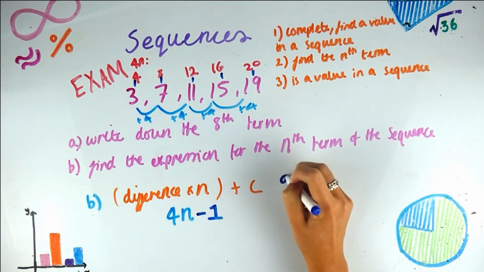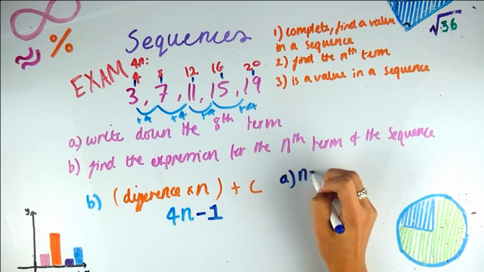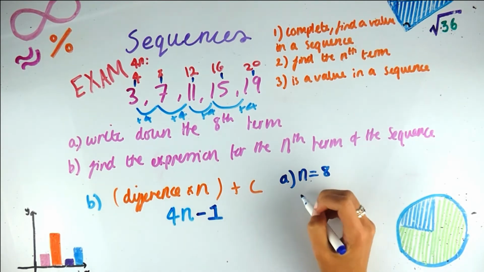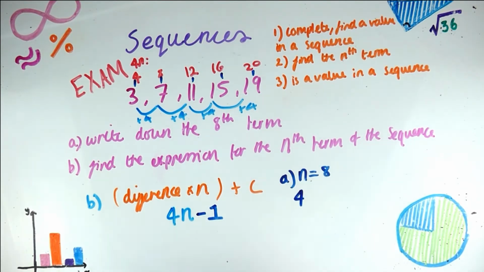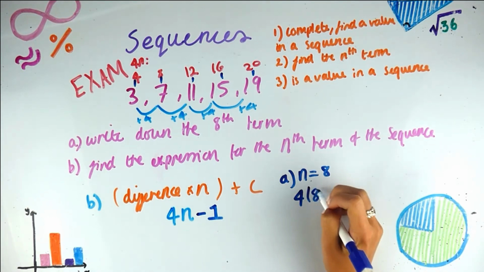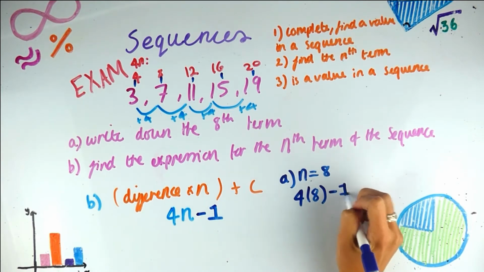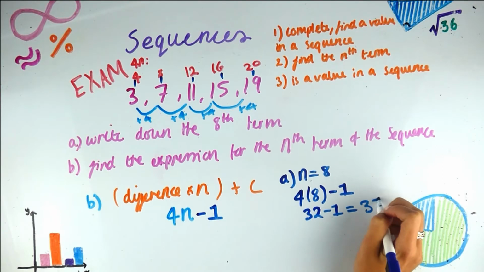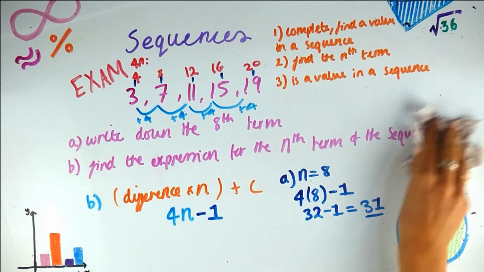So now I'm going to go back to part A, and for the 8th term, n is 8. So you could write them out, continue adding 4, but I'm going to do it this way. So in my sequence, hoping that it's right, otherwise I'm going to mess up part A too, it is 4 times 8 minus 1. 4 times 8 is 32. Subtract 1, which is 31.